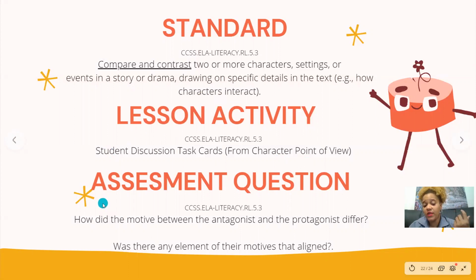Then I can also create an assessment question. I'm going to go with, how did the motive between the antagonist and protagonist differ? And then, was there any element of their motives that were aligned? And this directly draws right back to that standard. And that is how you see standard-based instruction happening, from the standard, to the lesson, to the assessment question. And it works in that cycle. So it's really just a way of thinking and presenting information and pulling it all together.